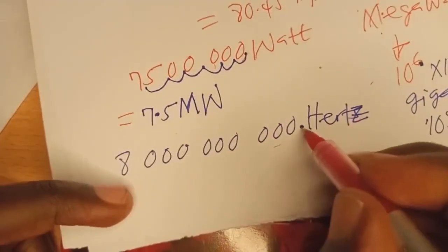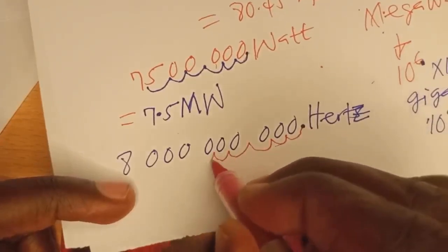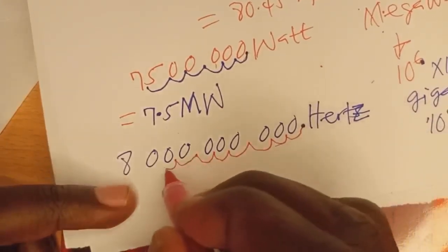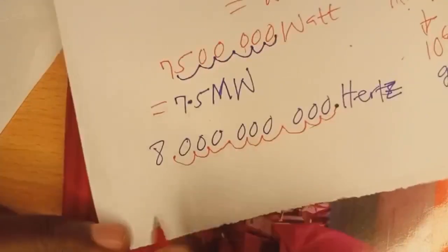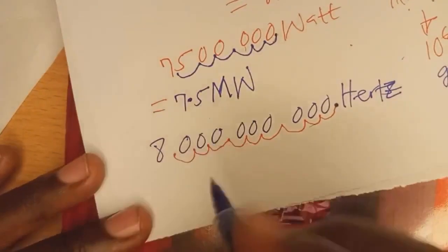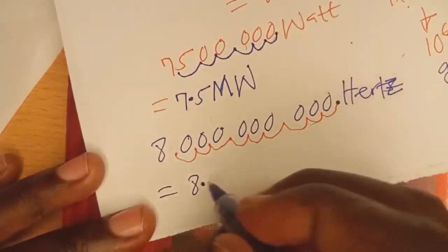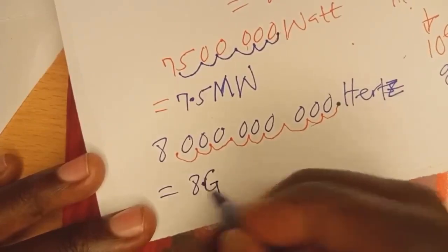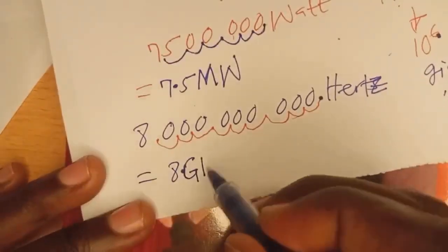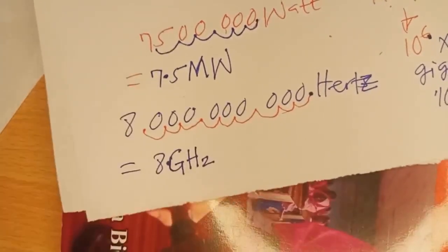So I start 1, 2, 3, 4, 5, 6, 7, 8, 9. I have 8.0, or equivalently just 8. So this will just give me 8. Giga is capital G. We use capital G for giga, and then the symbol for hertz is capital H, small z. So this will be 8 gigahertz.